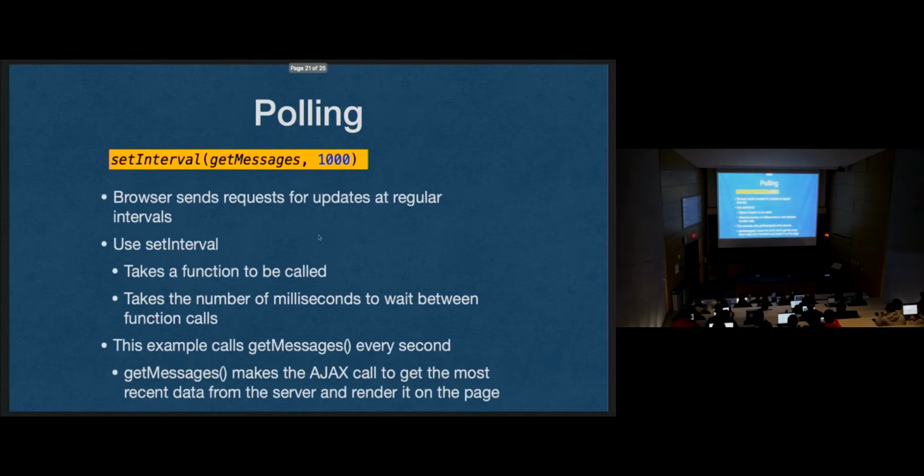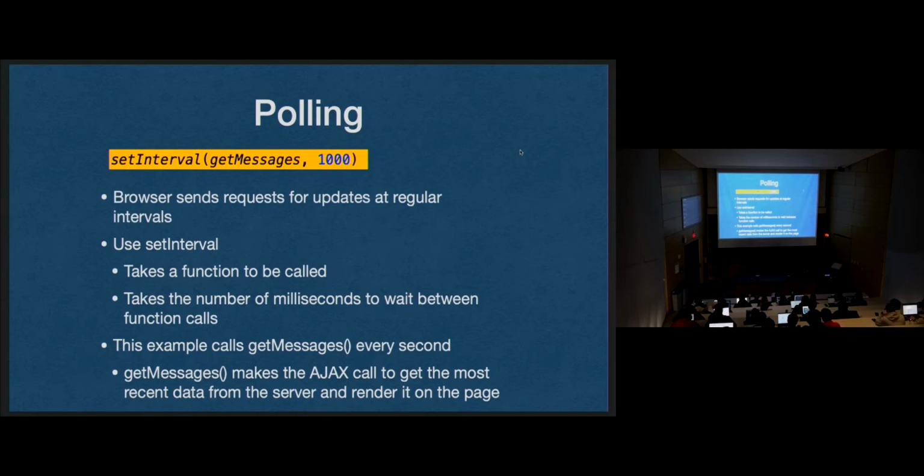So with polling, we're going to do something like this. Set interval is a JavaScript method which is going to call a function. This takes a function and a number of milliseconds, and we'll call that function every time that many milliseconds passes. So in this case, we're going to call get messages every second. So every second, and then get messages is our get messages method.